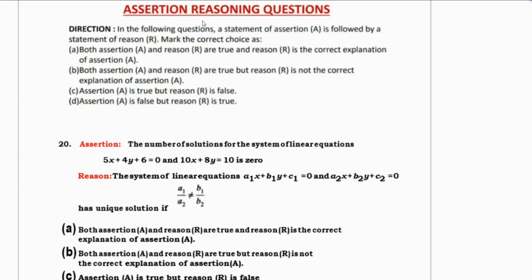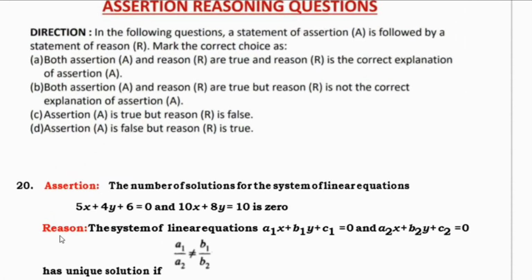Next concept is assertion and reasoning questions. This type of reasoning question consists of two statements, assertion and reason. Assertion means a statement of fact, whereas reason is an explanation about the particular statement. We have to determine whether each statement is correct or not. If both statements are correct, we have to determine whether the reason supports the assertion. We will see the directions for assertion and reasoning questions.